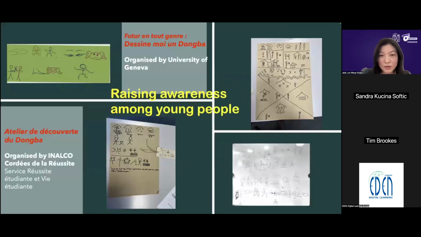And here I want to show you 2 images. These images are from workshops organized for teenagers by INALCO and the University of Geneva. From online learning to offline activities, these workshops aim to introduce a young audience to an unfamiliar writing system and to raise awareness of both the diversity of human writing systems and the endangerment of this unique script. Through creative activities, participants are encouraged to explore the visual logic of the characters and to experiment with writing them themselves. So the outcomes here were very encouraging, showing strong engagement and creativity among these teenagers.